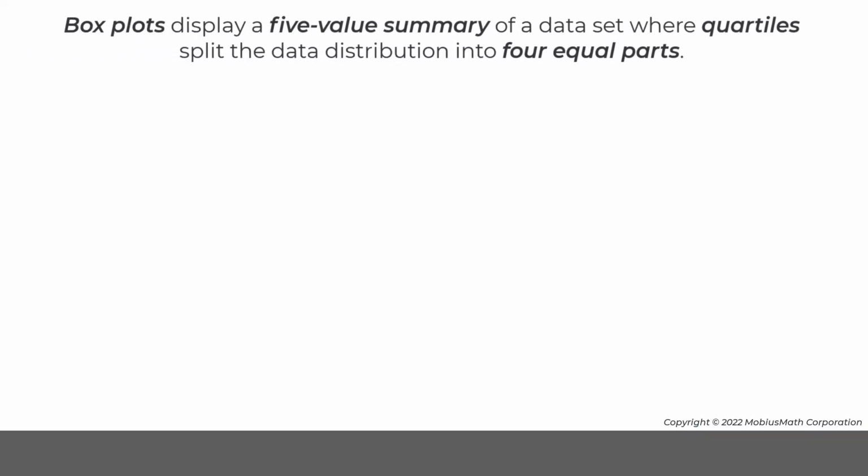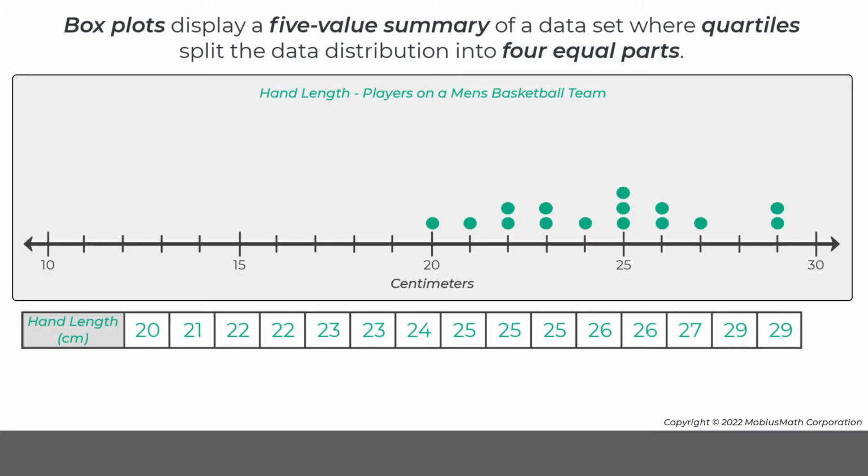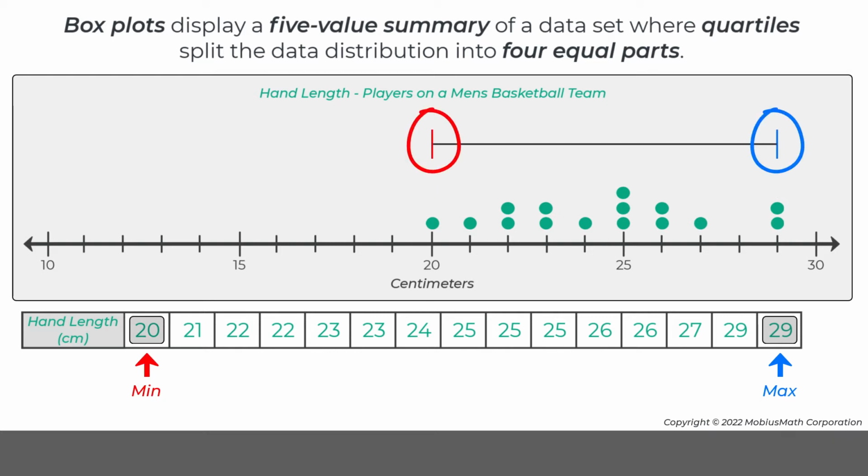Box plots display a 5-value summary of a data set, where quartiles split the data distribution into 4 equal parts. For example, to build a box plot, the values in the data set are ordered from least to greatest. The maximum and minimum values in the data set are used to plot the ends or whiskers of the box plot.